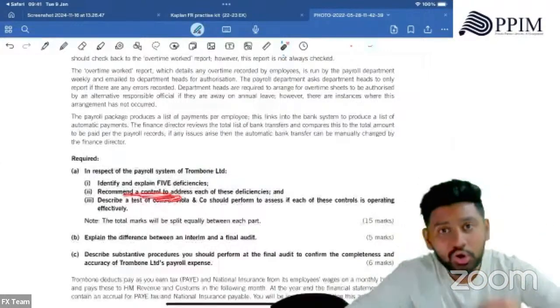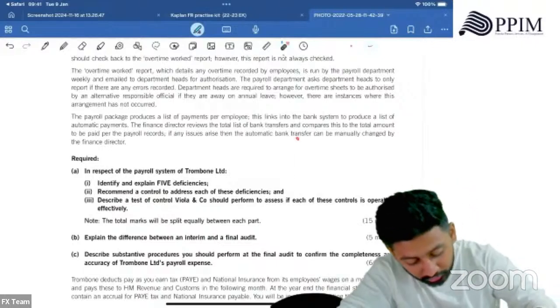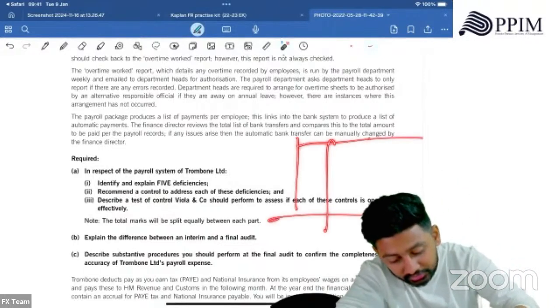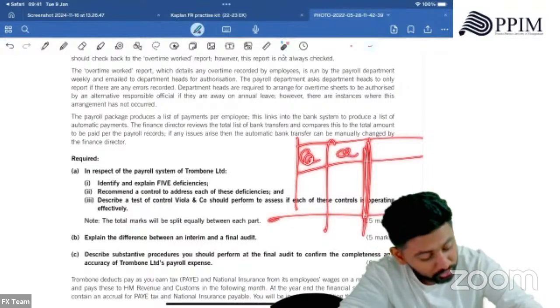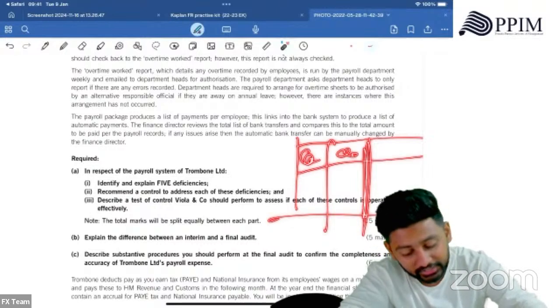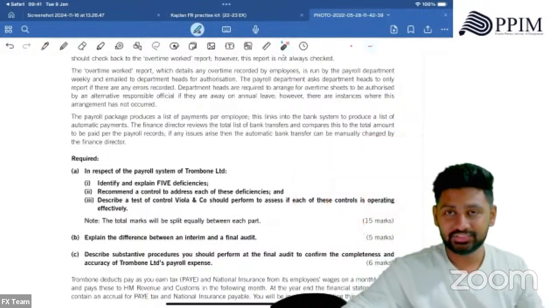Recommend a control. You are going to bring in a control. So, identification, control. Now, two things. In the exam, you will have identification, you have control. But not just that. Describe a test of control.